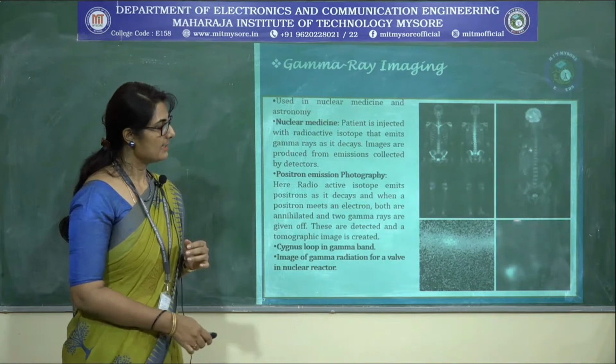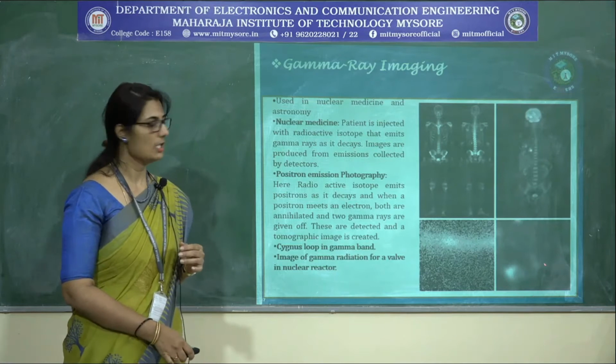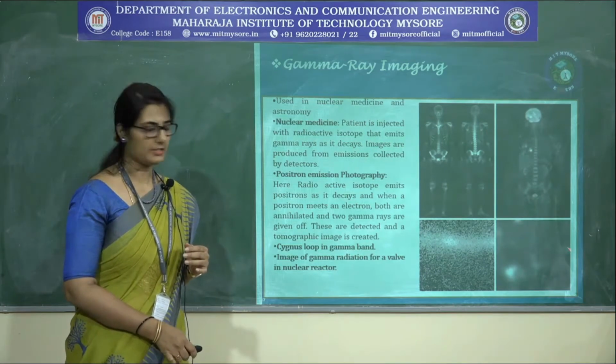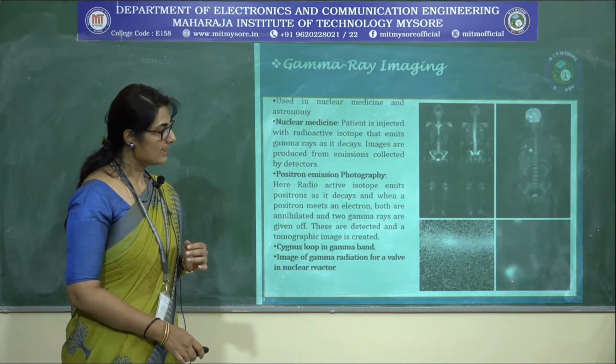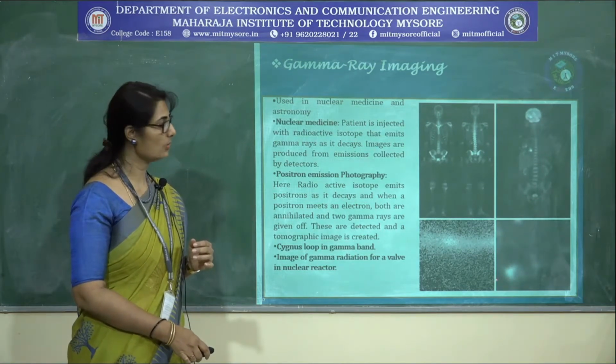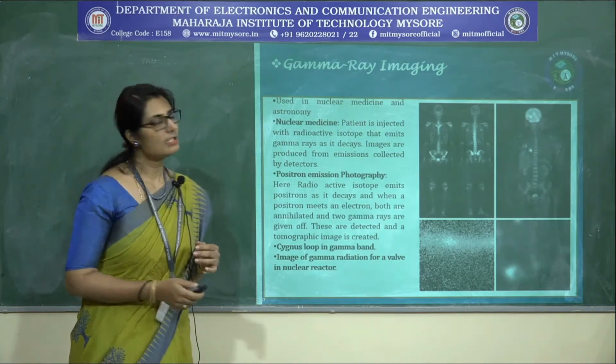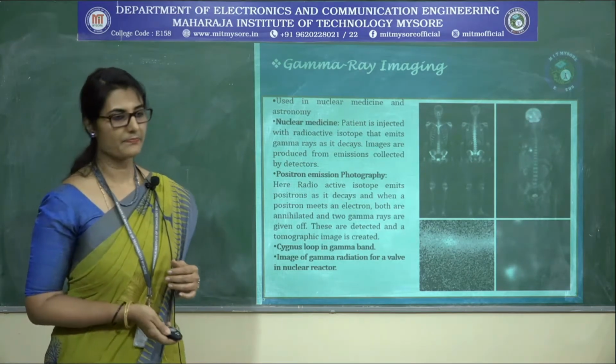Next, figure 4 is the image of gamma radiation at the valve of a nuclear reactor. You can observe that the gamma radiation is very intense at the lower left end of this image. So, these are all the applications of gamma rays.